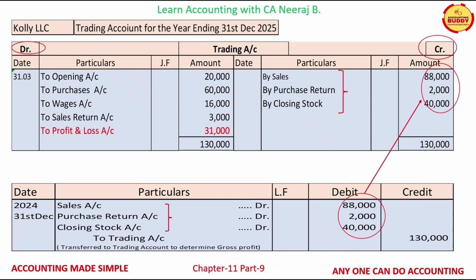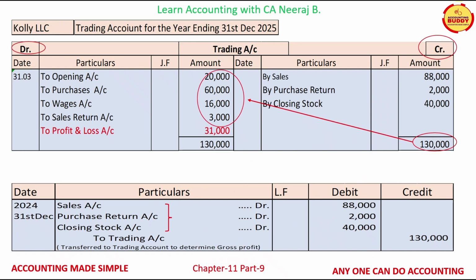After posting all the nominal account entries to the trading account, do the totaling of the credit side of the trading account, which in our illustration comes to $130,000. Now deduct all the debit side transactions from the total of the credit side and we are left with a balance of $31,000 being the gross profit of the business.